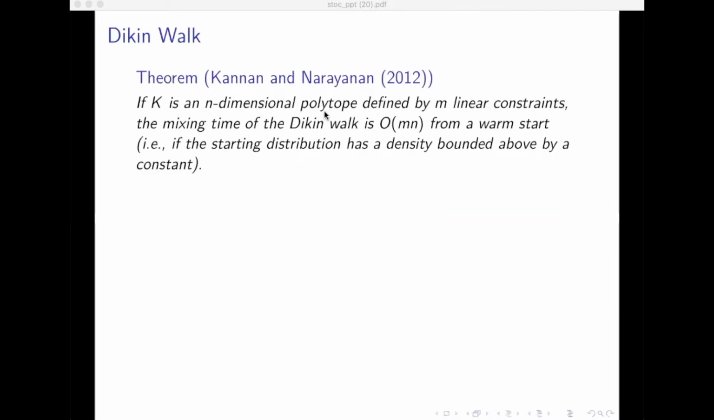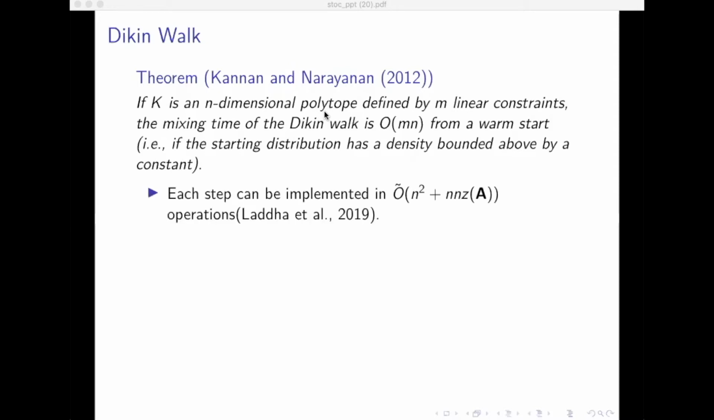A theorem of Kannan and Narayanan bounds the mixing time of the standard Dikin walk as follows. If K is an n-dimensional polytope defined by m linear constraints, the mixing time of the Dikin walk is order mn from a warm start. One of the results of this paper shows how to implement every step of the standard Dikin walk in O tilde of n squared plus number of non-zeros in A operations. However, due to time constraints, we will not go into detail of this result.